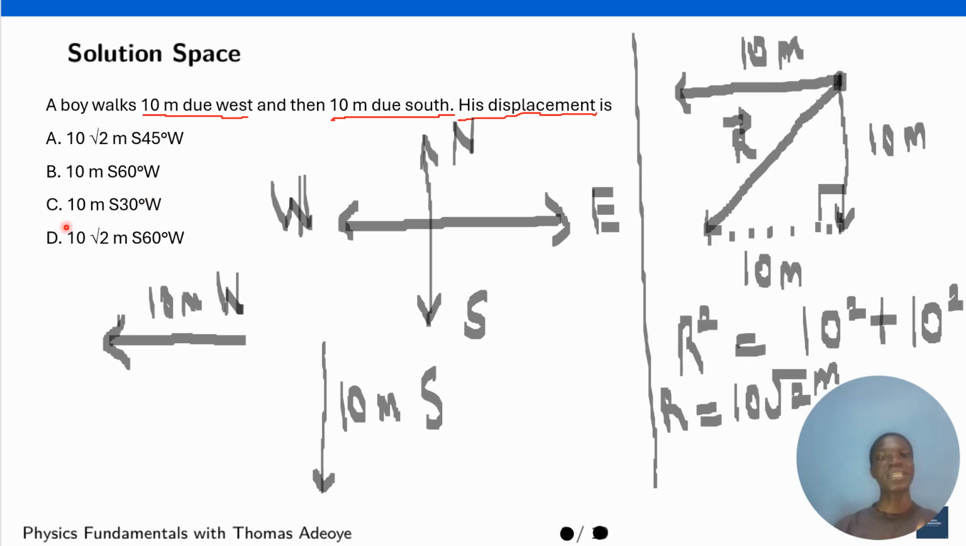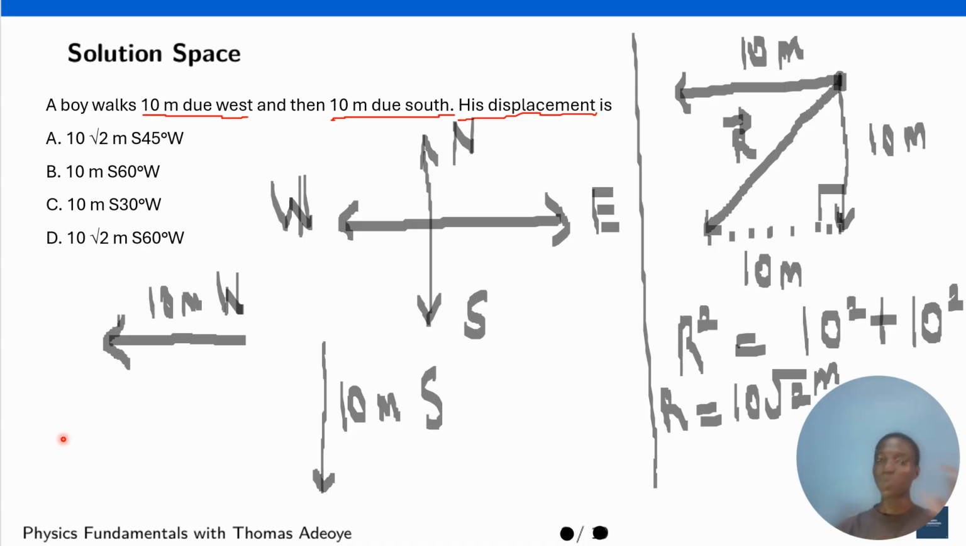Okay, now C, we have 10 meter, 30 degrees west of south, 10 root 2 meter, 60 degrees west of south. Now the bad news is that we have 2 10 root 2 in option A and option D. The good news is that 10 root 2 is there. So we can eliminate option B and C.